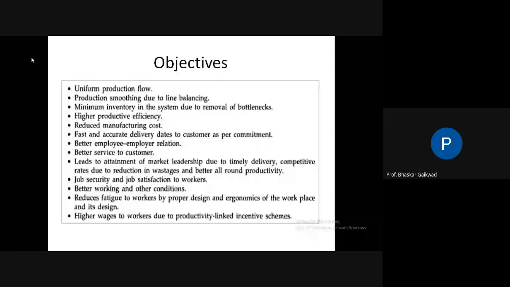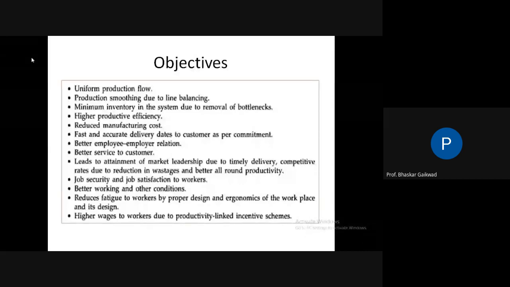Up till now, we have gone through the introduction of industries. The similar things are there, but here I have written them point-wise: uniform production flow. This is the main objective. If you are not using this work study technique in industry, there may be bottlenecks in production, inventory planning is not there, preventive maintenance is not there, the right person at the right place for the right job is not there. Definitely there are problems in production.